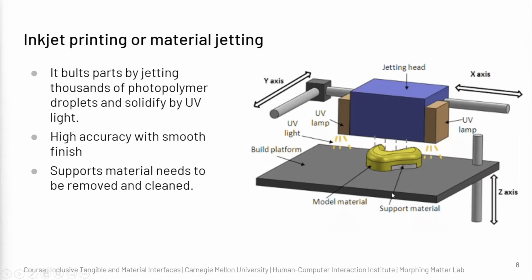The biggest advantage of this technique is that you get parts which have a very high accuracy and very smooth finish. The support material is also added, so during the printing, you can print complex structures. But after printing, you do need to remove these support structures, and the structures need to be processed for further cleaning.